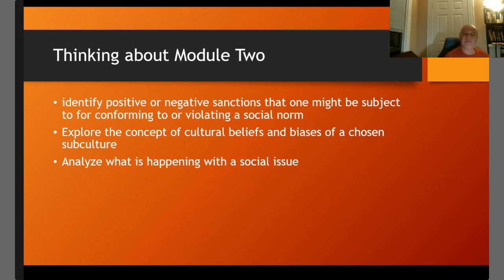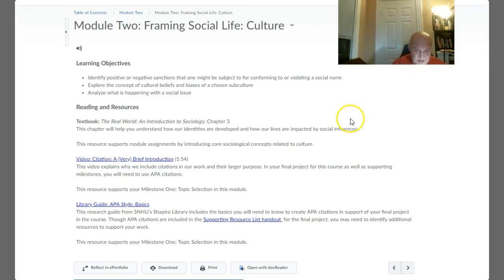As you work through your assignment for Module 2 and you're reading, think about the subculture that you're going to choose for your discussion, and think about how it conforms to or maybe does not conform to the larger culture in which it's embedded. And then we're going to analyze what is happening with a social issue. So let's look at the readings and resources for Module 2 and some of these materials that will help you to get started.